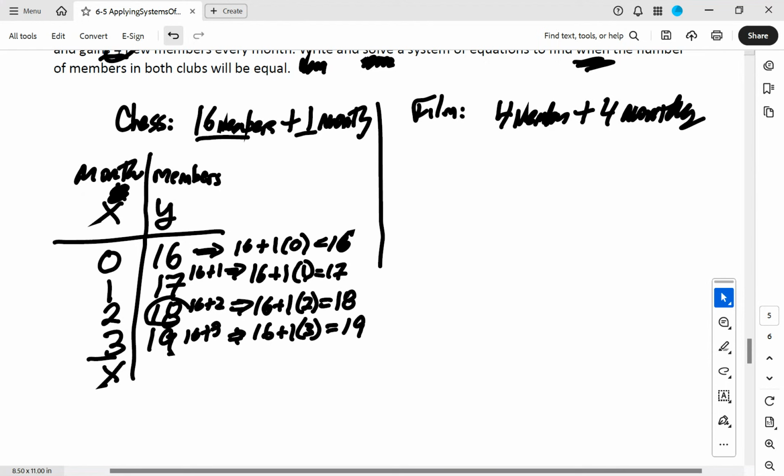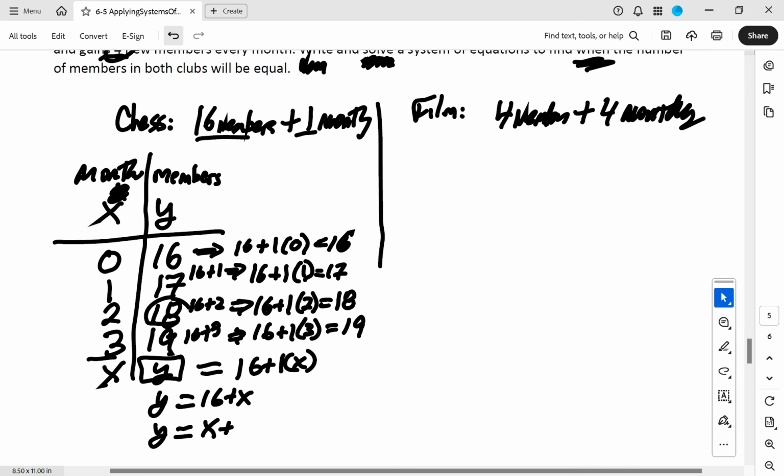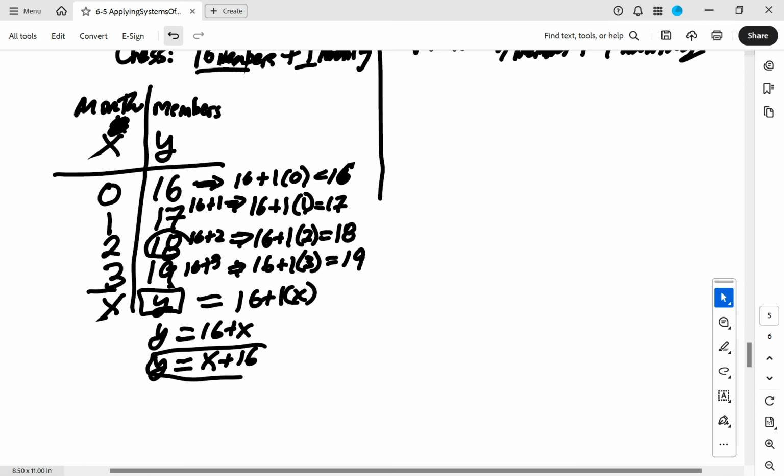So in this one, we're going to need 16 plus 1 new member times X months. So whatever number is here, which is our Y, that's equal to 16 plus X, or X plus 16. So Y is equal to 16 plus X. Usually we want to put the X in front if it's positive. And I now have an equation here.